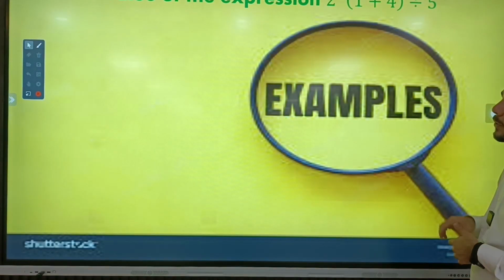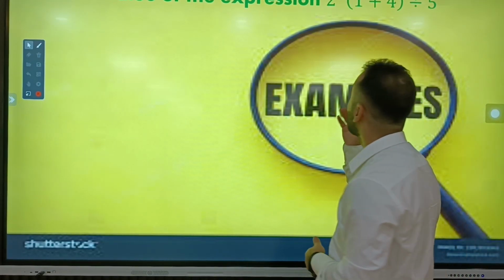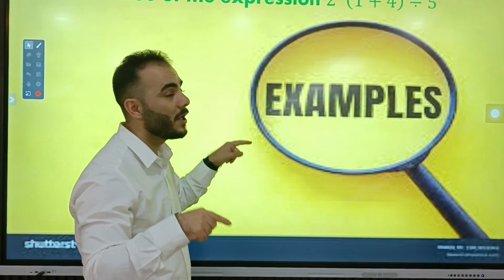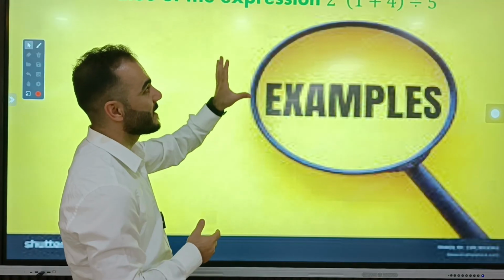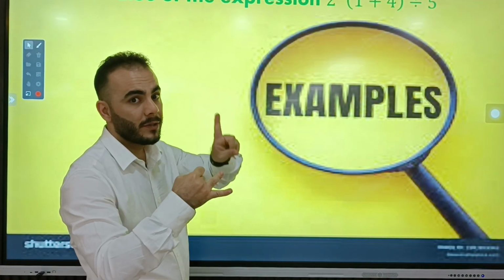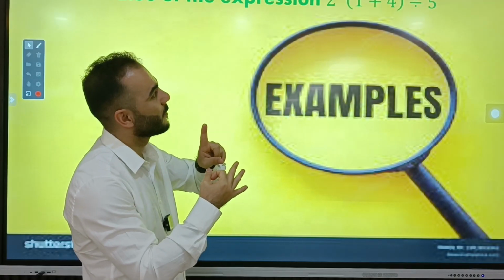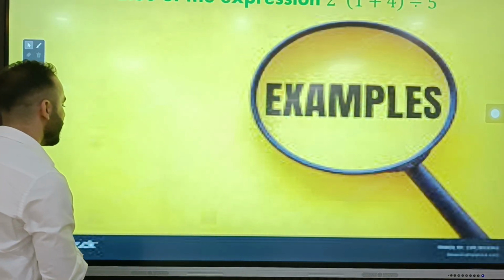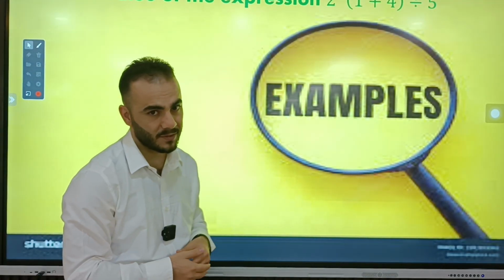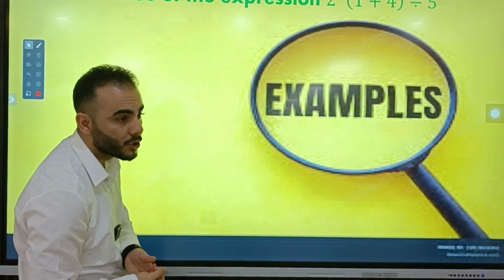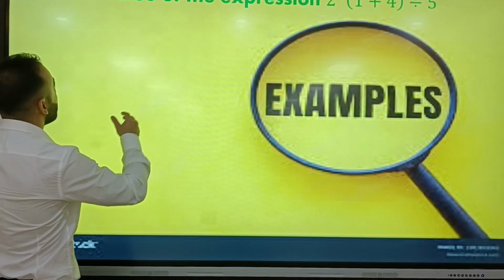So we have examples. Find the value of the given expression: 2 to the power of 3 times the bracket 1 plus 4, divided by 5. As you can see, we have power, parenthesis, and division. First of all, we need to start from the bracket, which is parenthesis. In our bracket, we have 1 plus 4. So 1 plus 4 is 5.